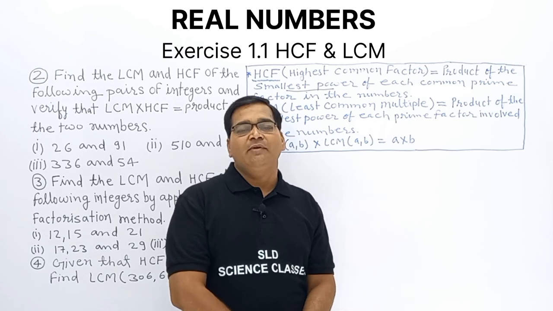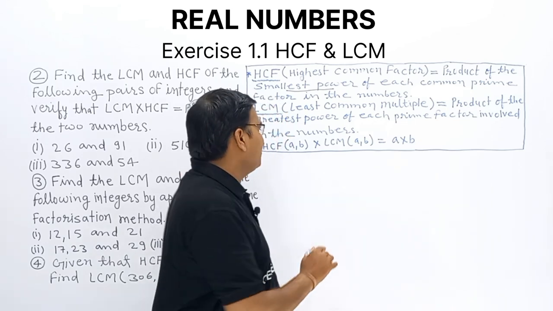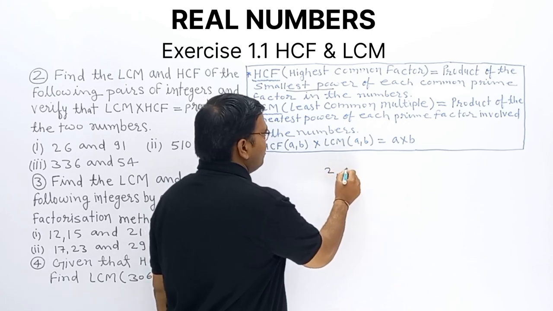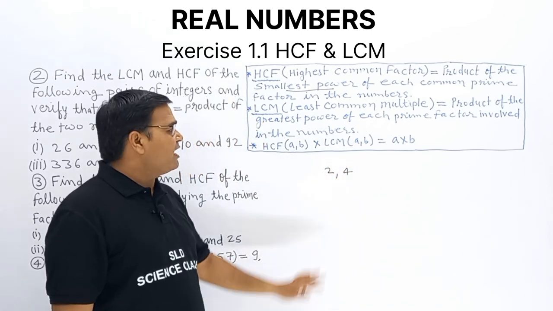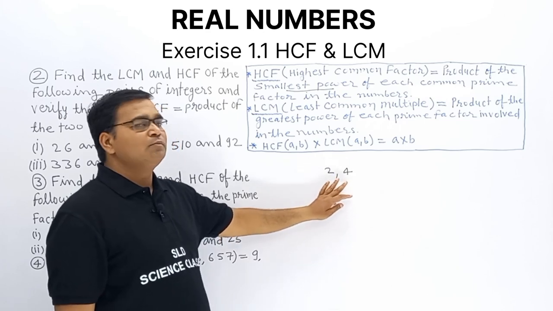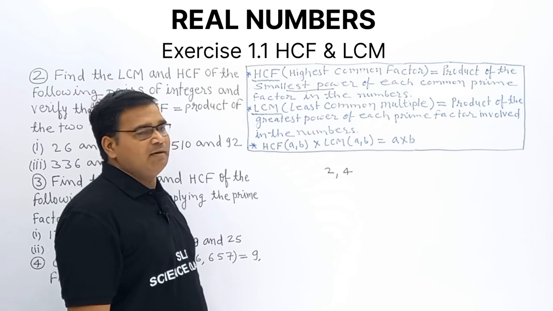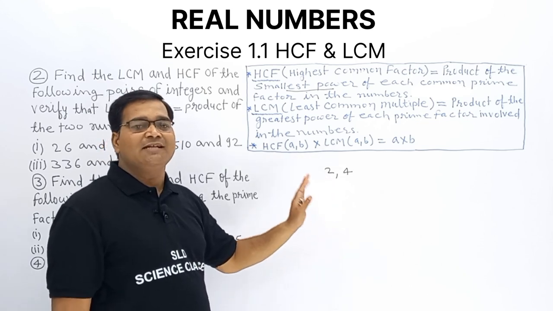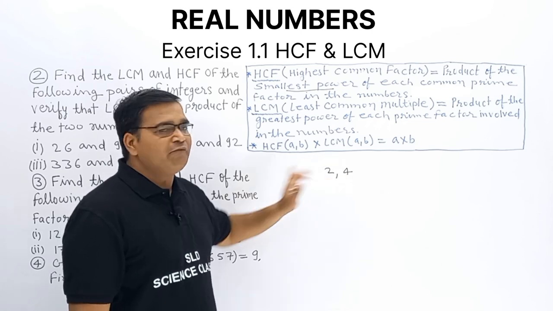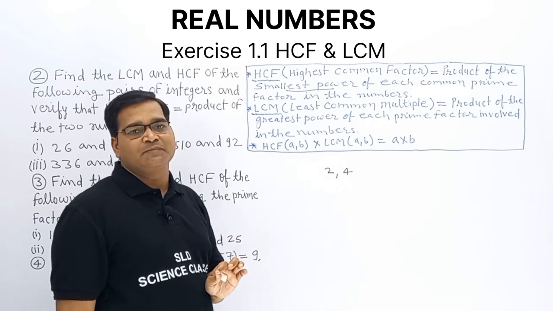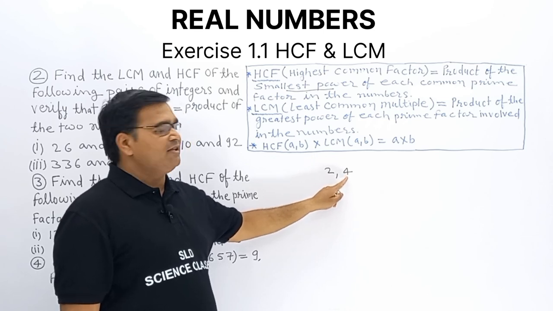Observe, if we have two numbers and we want the HCF of them, like 2 and 4. I have two numbers, 2 and 4, and I want the HCF and LCM of these two numbers. So I am solving this for both the HCF and LCM.